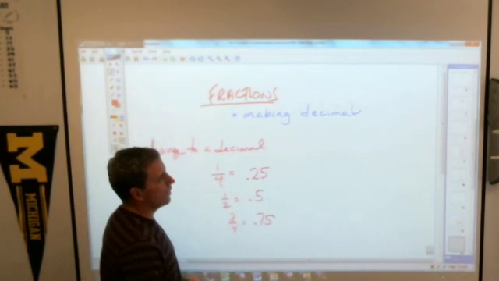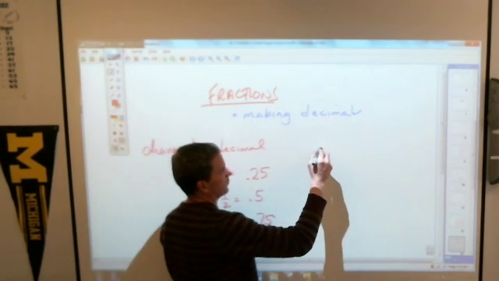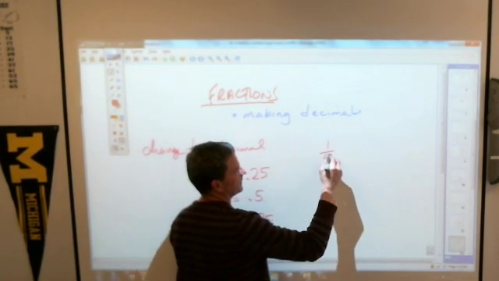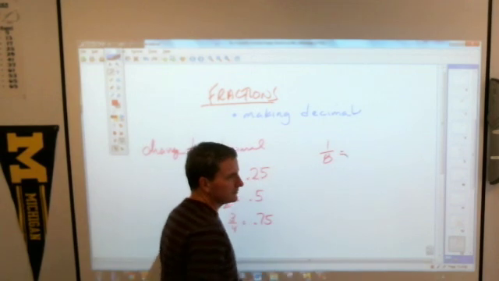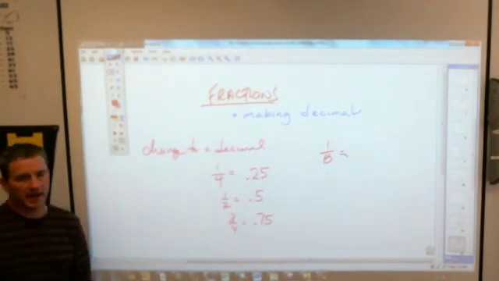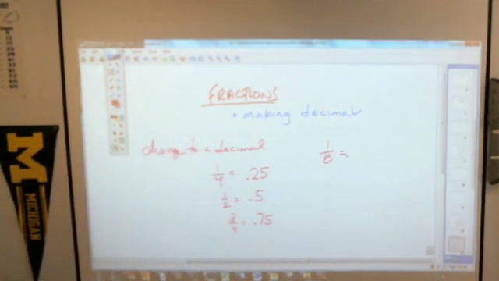But what if you are given 1/8 and you're supposed to make that a decimal? How do you do something like that? Thoughts? Concerns? Problems? Anybody know? How do I make 1/8 a decimal? Kevin?